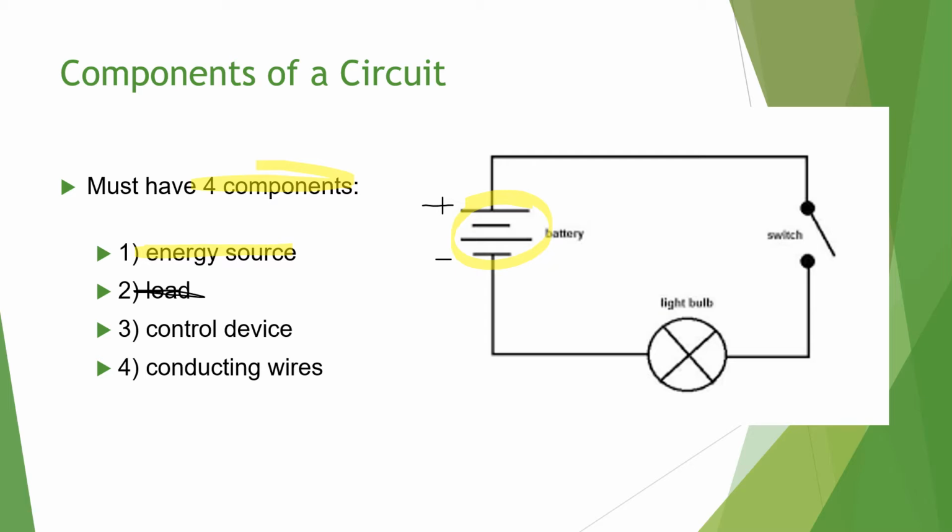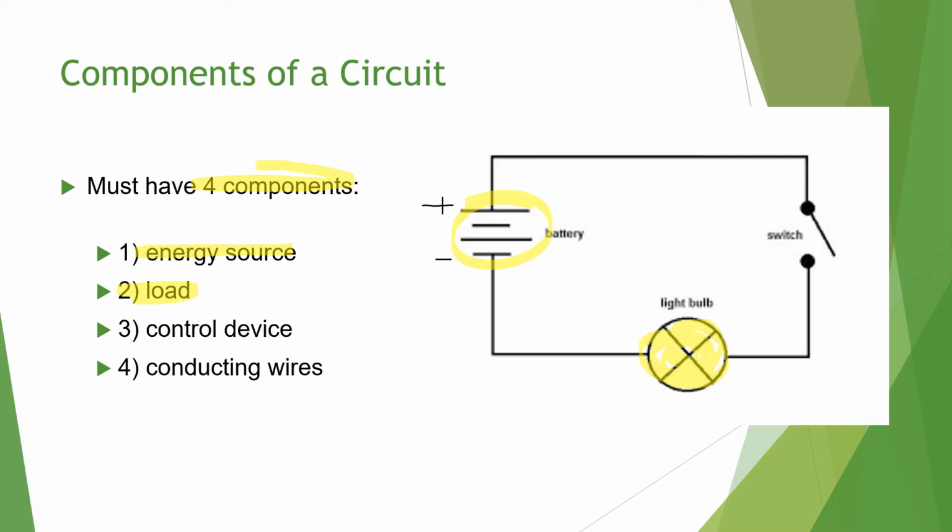Secondly, here we have a load. In this diagram, this light bulb is representative of the load. A load is a device that the circuit is designed to power. In this case, this circuit is designed to provide electricity so that the light bulb works. So the light bulb would be the example of the load. Other examples of loads would be like a TV or a clock. Again, the device that the circuit is designed to power.